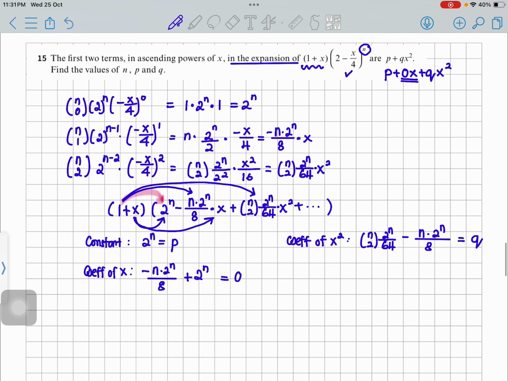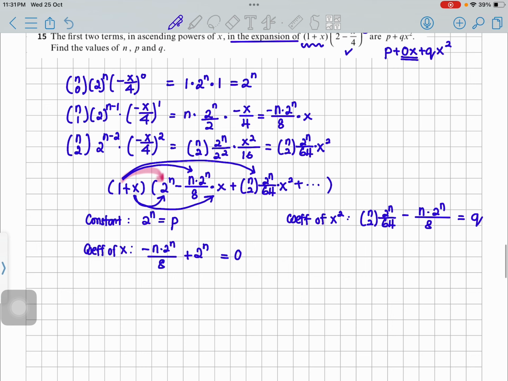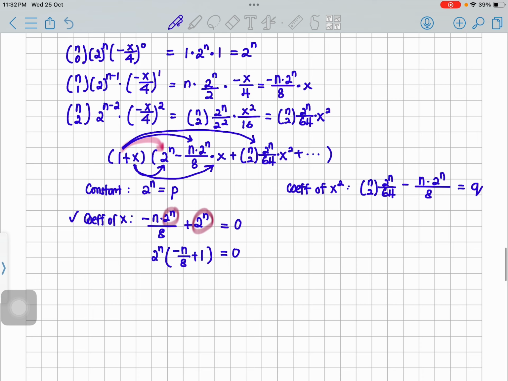Can you see the question? qx squared. So I just write a q. If I can figure out what my n value is, then the q is quite easy for me. But how can I solve now? So let's look at the coefficient of x here. Now I realize that the 2 power n, I have it in both terms. See, you have 2 power n here and 2 power n here. Can we factorize? Yes. So let's factorize. 2 power n times negative n over 8 plus 1 equal to 0.